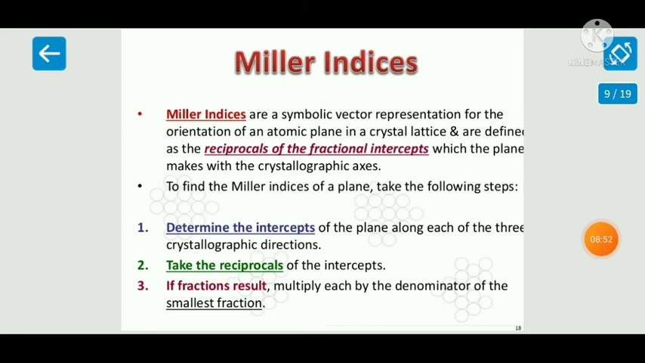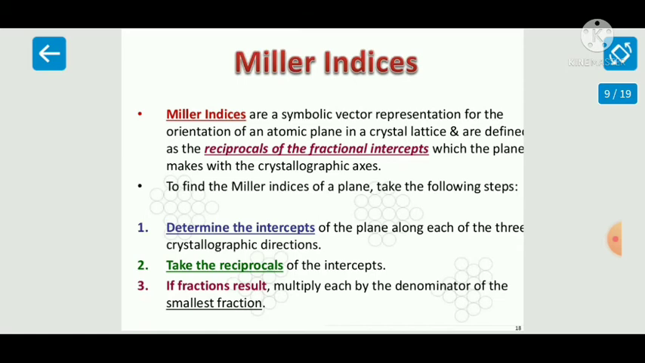Miller indices are a symbolic vector representation for the orientation of an atomic plane in a crystal lattice, defined as the reciprocal of the fractional intercepts which the plane makes with the crystallographic axes. The important part is the reciprocal of the fractional intercepts, for example 1 by 2. To find the Miller indices of a plane, take the following steps.